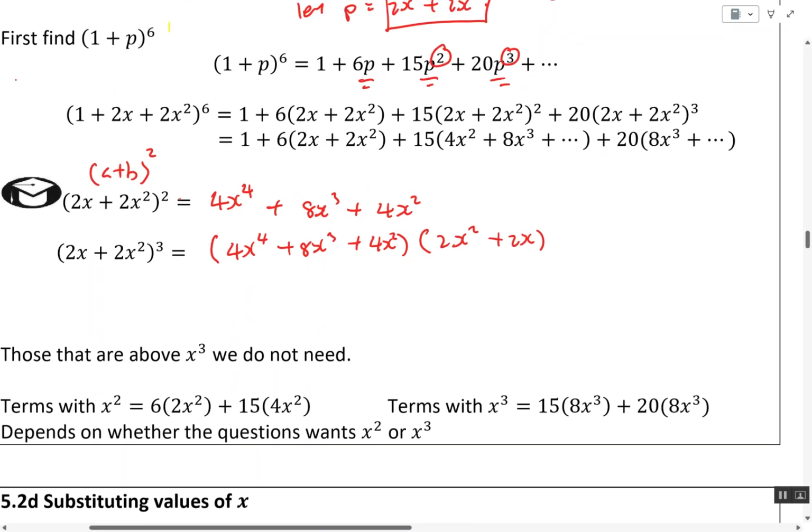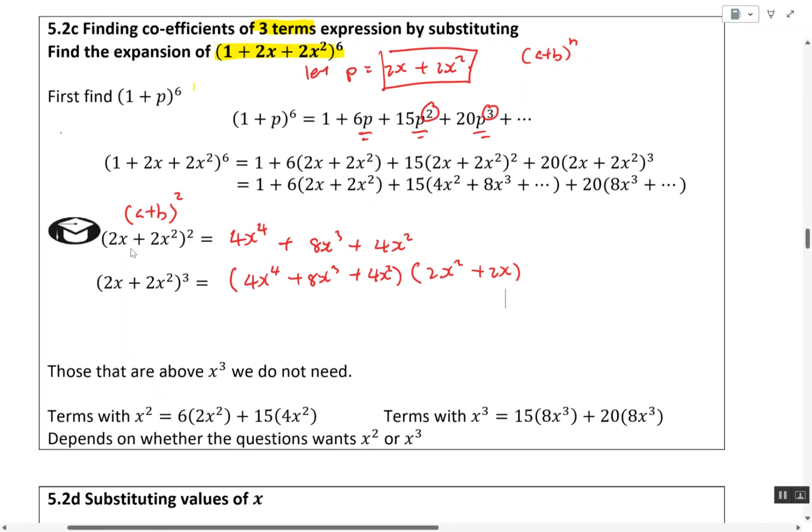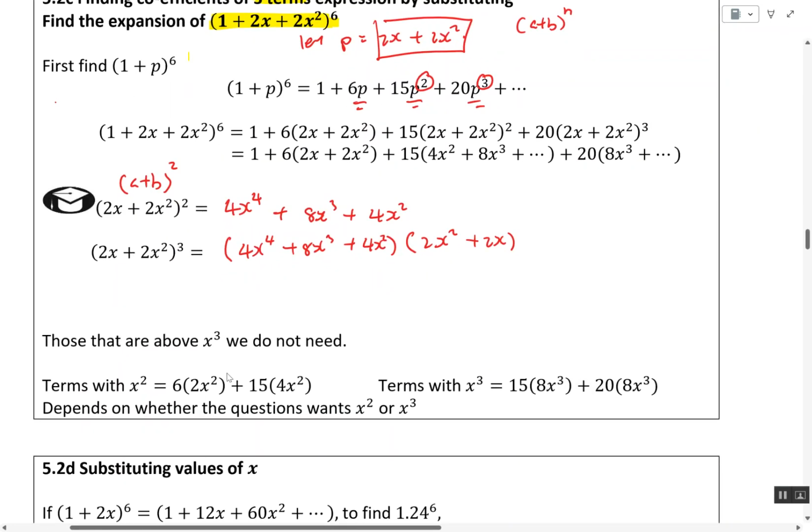Over here, I only want you to find the terms with x squared. If I ask you to find the terms with x squared, the highest power term I need is x squared. Same thing, if I ask you to find terms with x cubed, the highest power term you need is x cubed. So let's work under the assumption that I'm working with up to the x cubed term first. I want you to find the coefficient of x cubed.